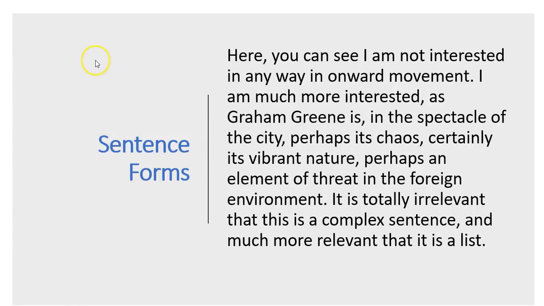Here you can see I'm not interested in any way in onward movement. It's not the movement of the tram that interests me. I'm much more interested, as Graham Greene is in his original, in the spectacle of the city, perhaps its chaos, certainly its vibrant nature, and perhaps an element of threat in the foreign environment. It's totally irrelevant that this is a complex sentence, and much more relevant that it is a list.